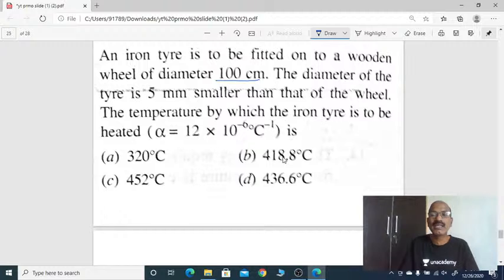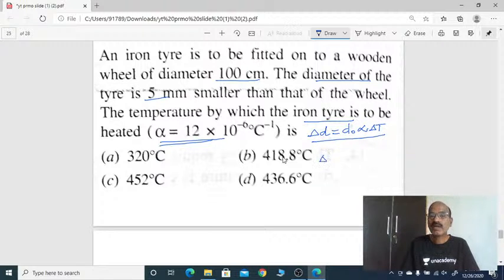Next, an iron tire is to be fitted on a wooden wheel. The diameter is given. The diameter of the tire is 5 mm smaller than the wheel. Find the temperature to which the iron tire is to be heated. Alpha is given, and the diameter is given. So here, instead of length, the diameter is given: the increase in diameter equals the original diameter times alpha times the rise in temperature.